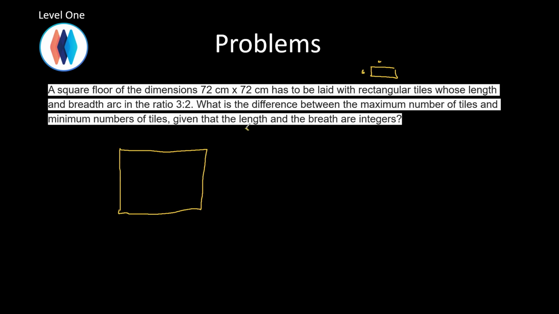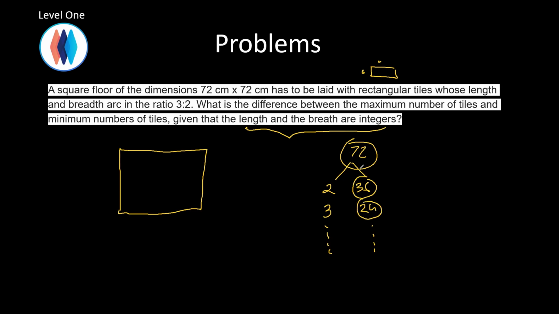Given that the length and breadth are integers, basically what I want is the factors of 72. So if you write the factors of 72, you will get these numbers. If you have 3 here, you will have 24 and so on. For this question, these are enough. Now, if I have to break this 72, the minimum number of times I have to repeat the number to reach 72 would be using these two, and that is because these are the biggest factors.